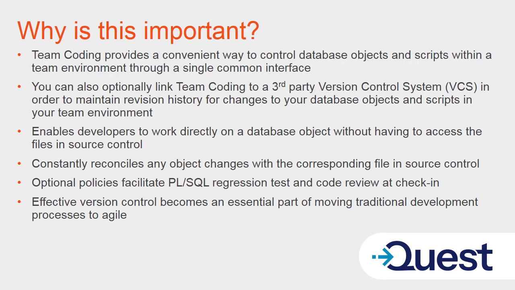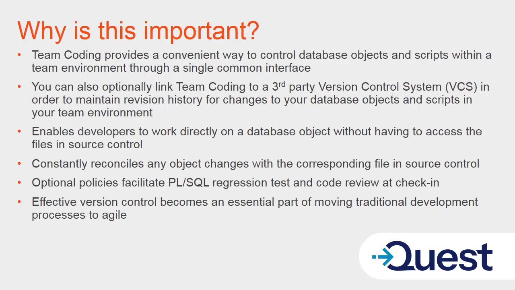Team coding enables developers to work directly on a database object without having to access the files directly in source control. Team coding constantly reconciles any object changes that are made with the corresponding file in source control and keeps them in sync at all times. There are optional policies which facilitate PL/SQL regression tests and code reviews at check-in. This is important if you have a trigger which initiates an automated build process as developers check code into source control. So effective version control becomes an essential part of moving traditional development processes to Agile.